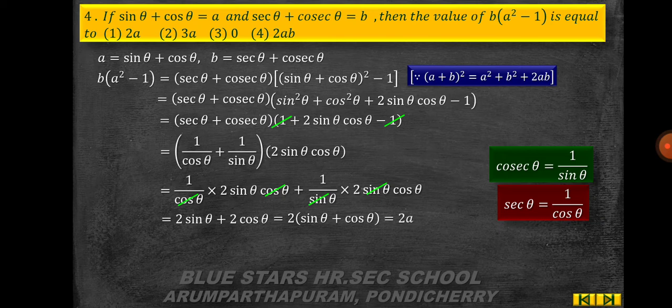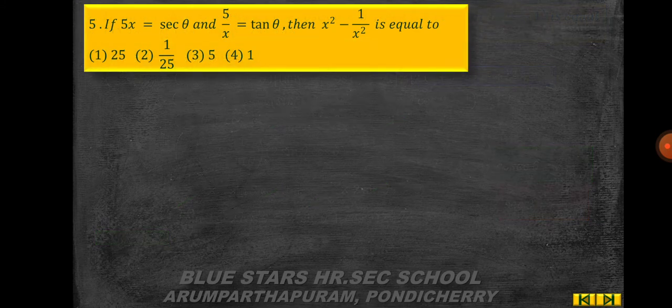but your A value, that is sin theta plus cos theta is nothing but your A, which is equal to 2A. So the correct option is option 1. The answer is 2A.